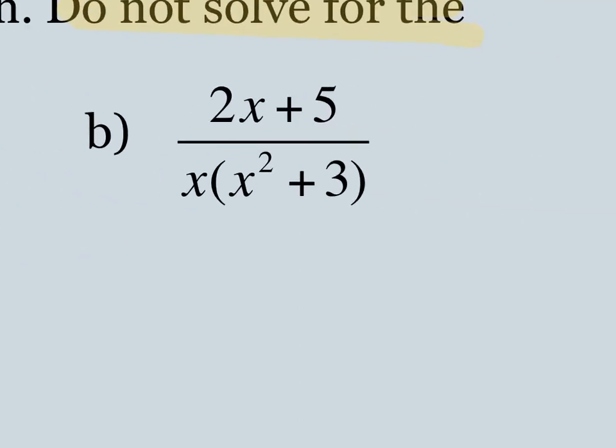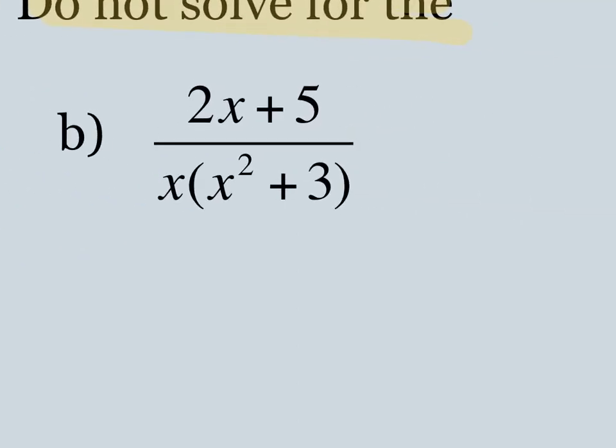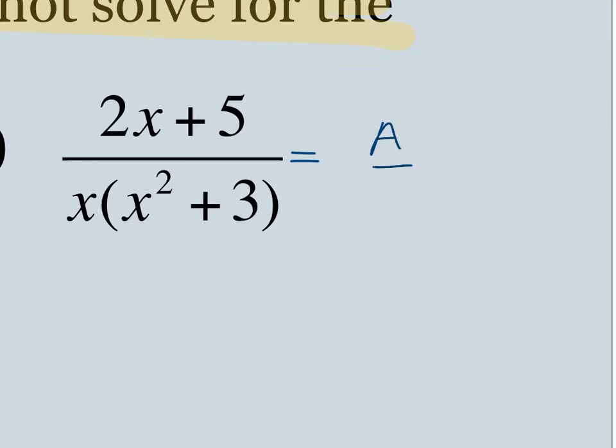All right, then I go to B. Can you factor your denominator? No, it's already factored for you. How many factors are there? 2. A over x plus B over x squared plus 3. Super easy, right?